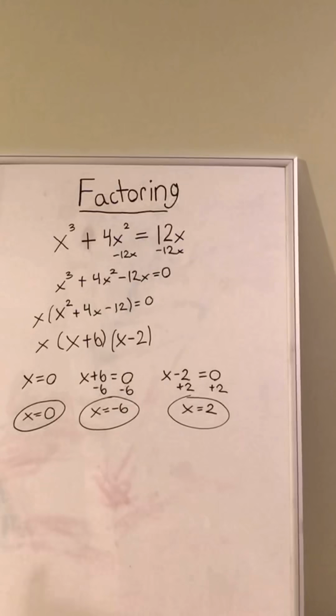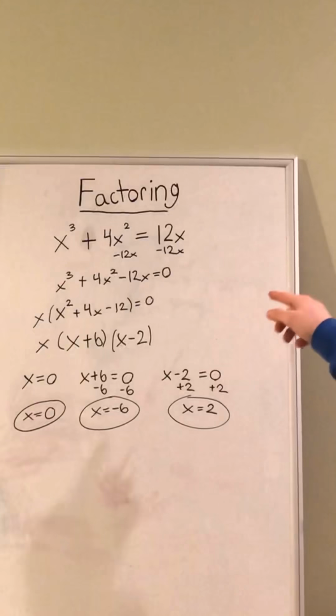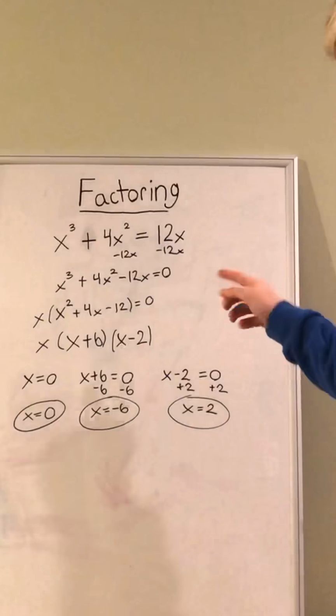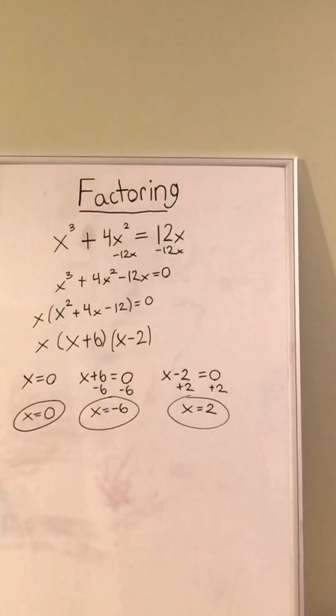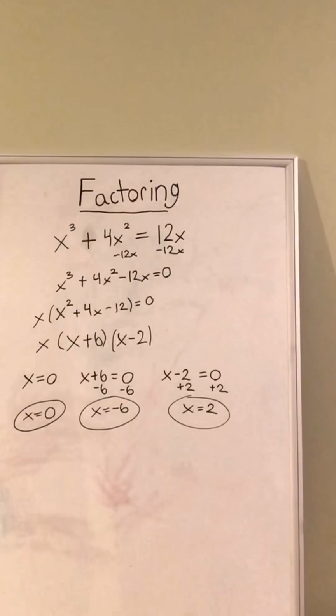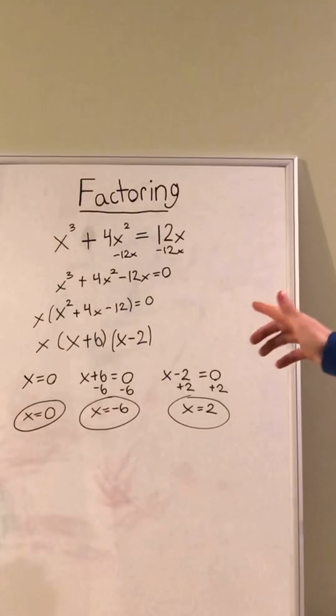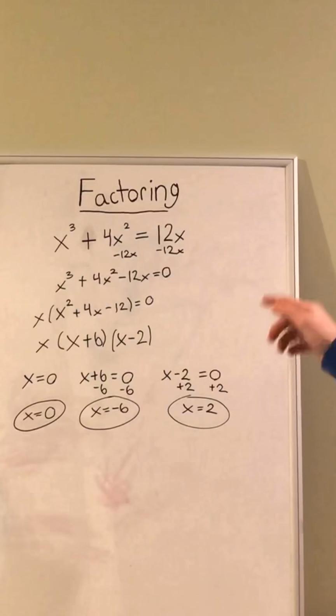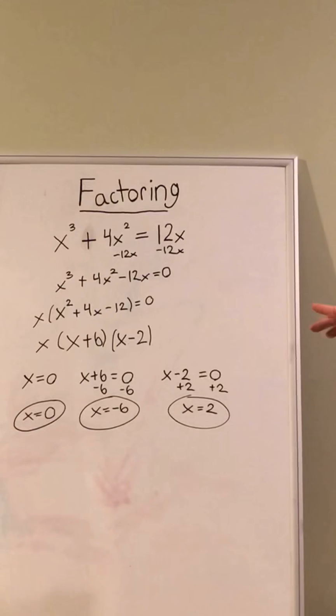Now, to find the factors of this new equation, you have to figure out what adds up to get 4 but multiplies to get negative 12. As you can see, 6 and negative 2 add up to get 4 and multiply out to get negative 12. So now you have x(x plus 6)(x minus 2). So those are your factors.